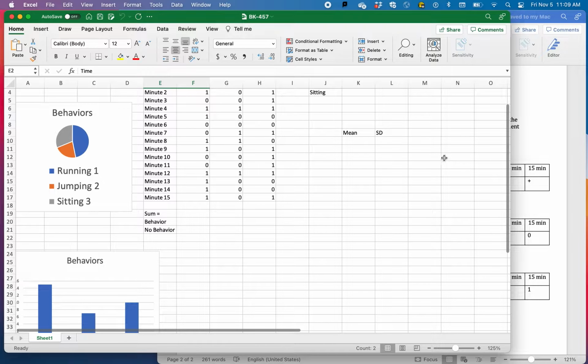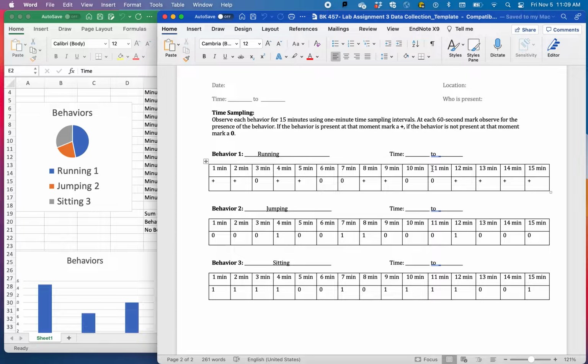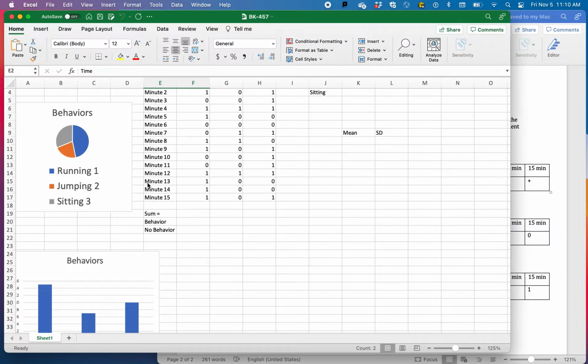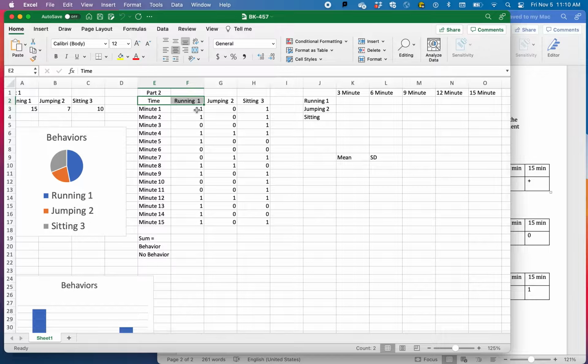of this lab. And so for this one, we're going to do the data that you collected when you essentially looked at your behaviors over 15 minutes and observed each minute. If you observed the behavior, you gave it a plus. If you didn't, you gave it a 0. I filled in this data right here already.